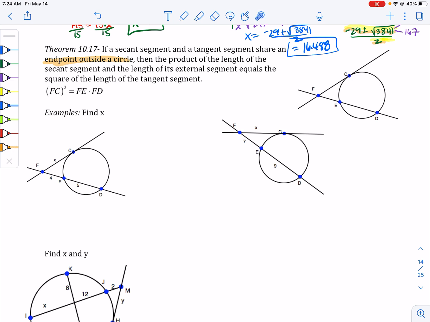Okay. So then our product, the product of the length of the secant segment and the length of its external segment. So again, this part, because this is the secant, so the FD times FE equals the square of the length of the tangent segment. So this right here is the tangent segment. So I multiply this by itself, and that gives me the same thing as this part times this part.